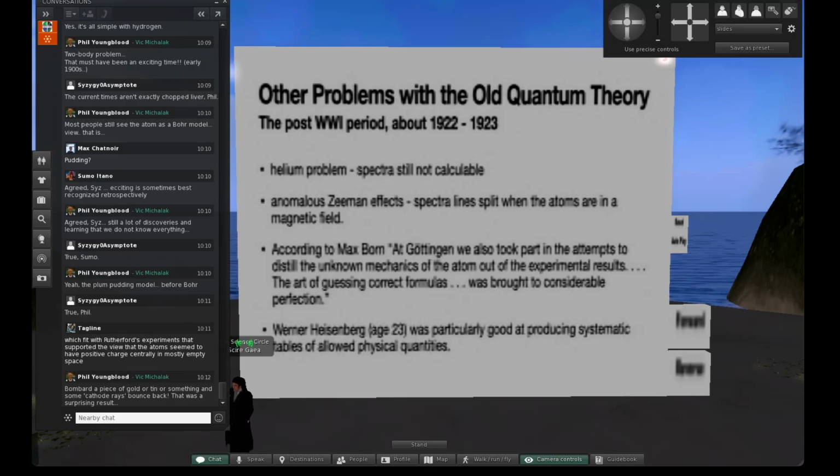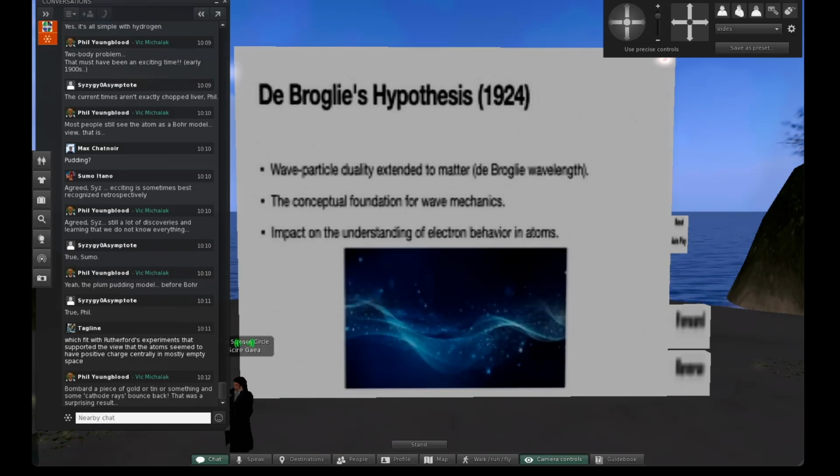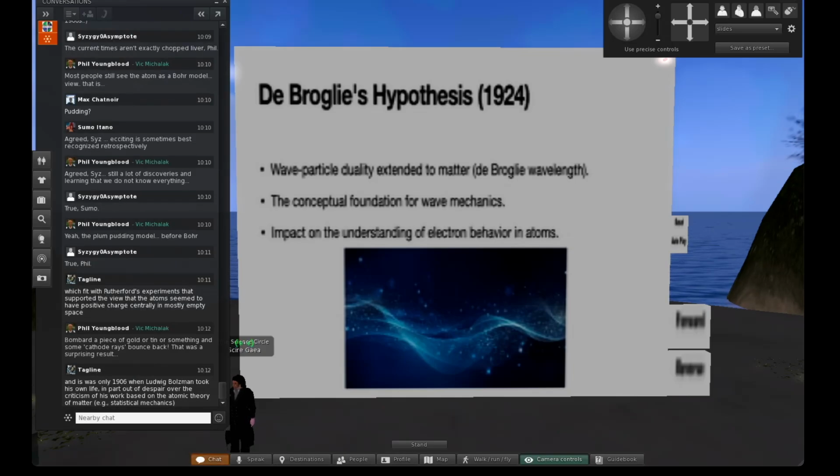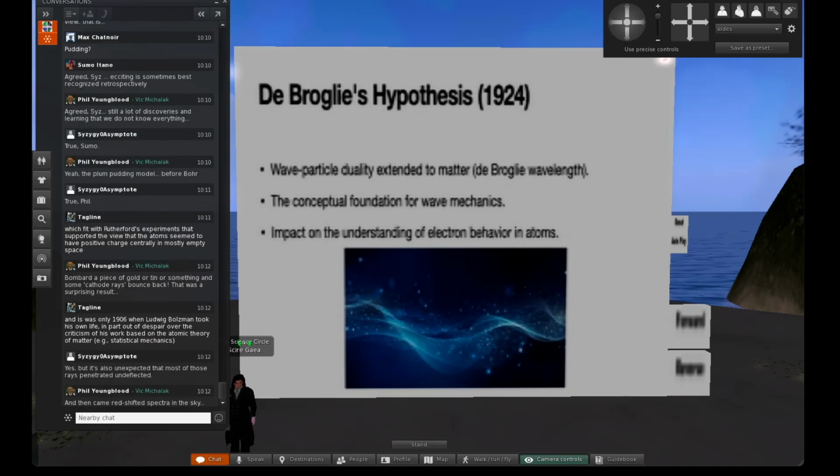Werner Heisenberg, who was 23 at this time, was particularly good at producing tables of these allowed physical quantities, basically the guesses of the values that made it all work. The de Broglie hypothesis, 1924, was that the wave-particle duality extended to matter. That matter itself could be associated with a wave-like behavior and have a wavelength associated with it. And that became our conceptual foundation for wave mechanics.